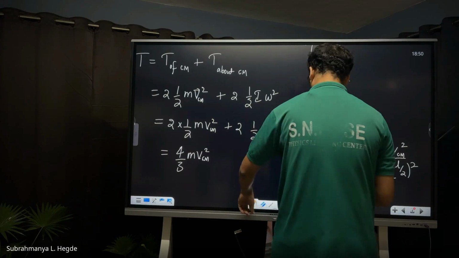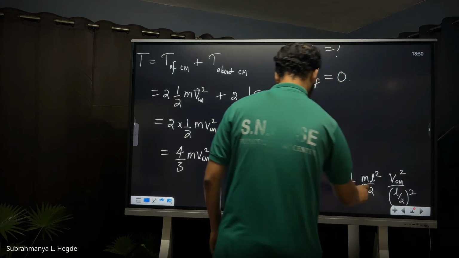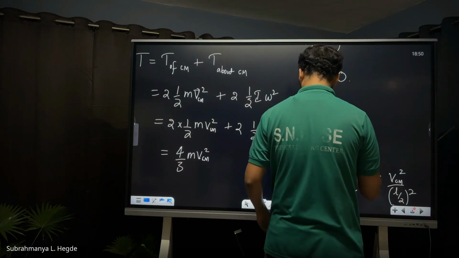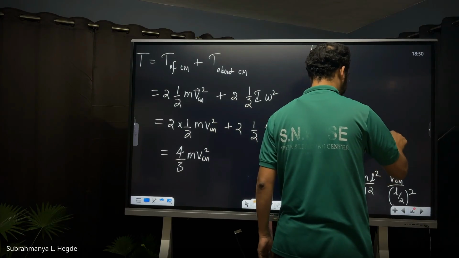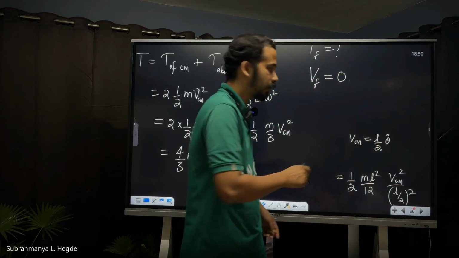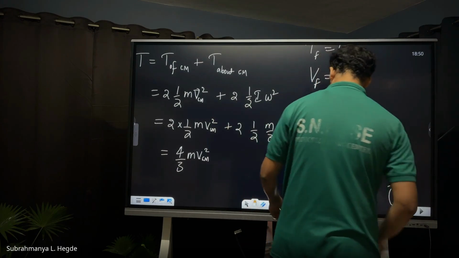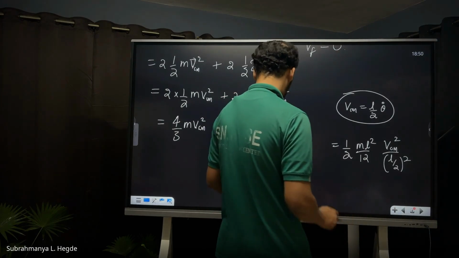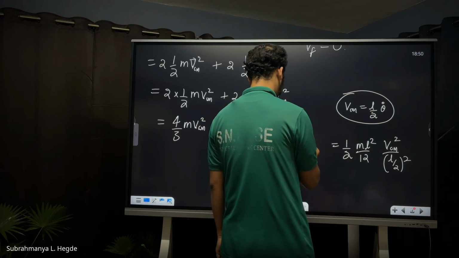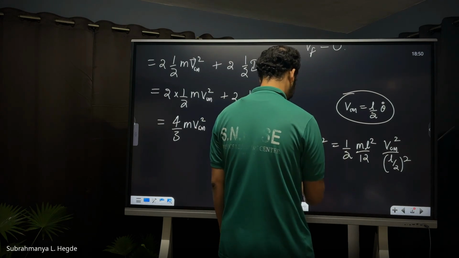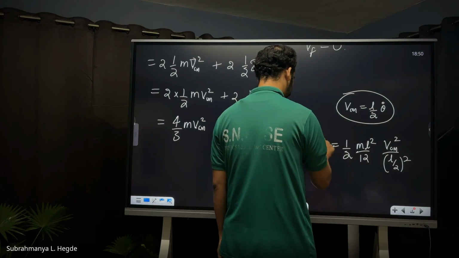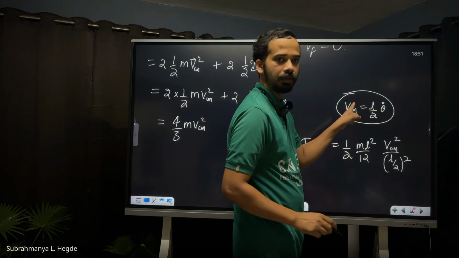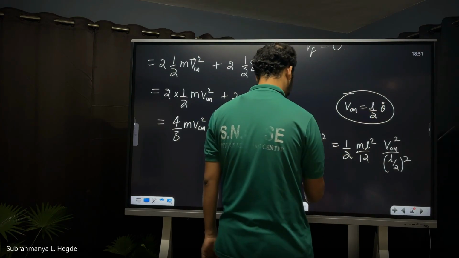I'm working out the half I omega square part. VCM is equal to L by 2 theta dot. That you should grab; this is the main equation. Then my half I omega square is half I theta dot square. I'm substituting for theta dot here, so you end up with the same thing.